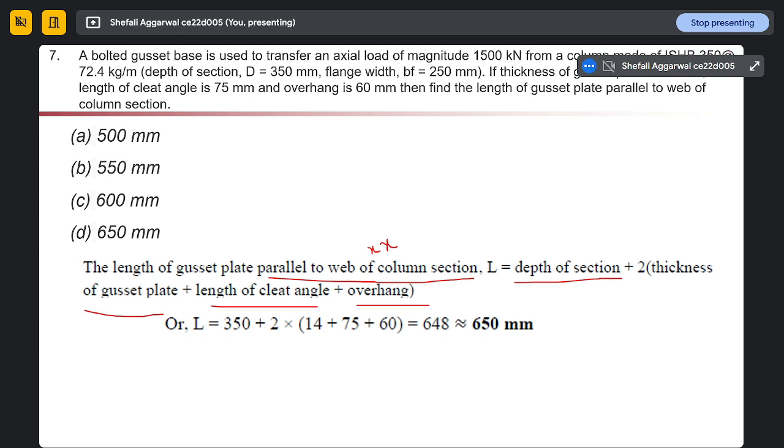So this L is given by depth of section 350 mm plus 2 times thickness of gusset plate. Thickness of gusset plate is 14 mm plus length of pleat angle. Length of pleat angle 75 mm plus overhang. Overhang is 60 mm. Using this formula, our length of gusset plate is given as 650 mm. Okay.